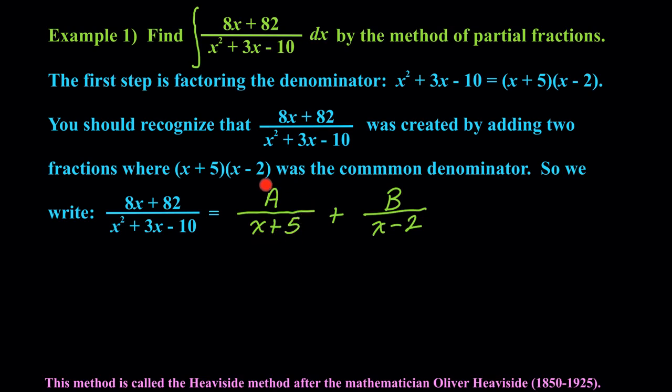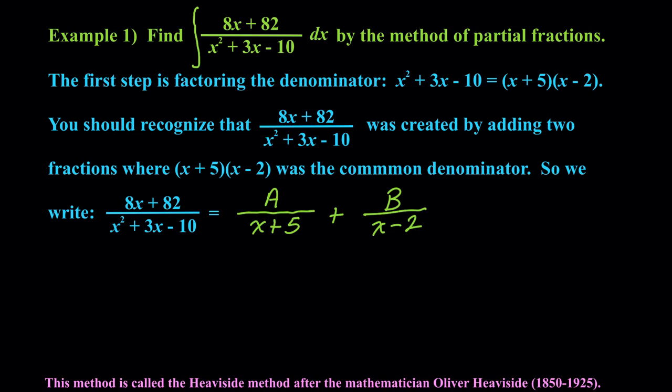So if you were to take this fraction plus this fraction, you would need to get a common denominator. So this fraction would get multiplied by x minus 2 over x minus 2 to get our common denominator. This fraction will get multiplied by x plus 5 over x plus 5 to get the same denominator. And then when you add the numerators together, that's going to generate 8x plus 82. So our task here is to figure out what is the a value and what is the b value for this particular problem.